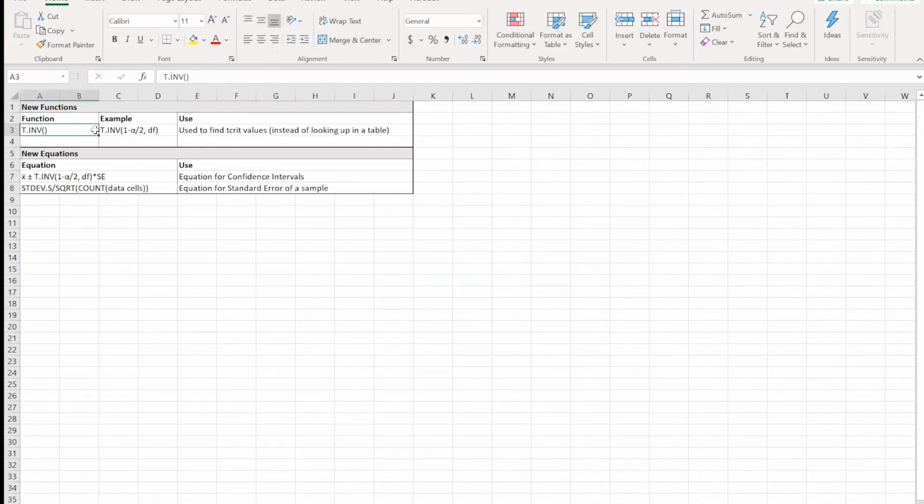So we've got some new functions. I don't want to get into all of this right now because we're not doing it until the next chapter, but the one that does matter is this calculation for standard error, which you've seen before. It's just the standard deviation divided by the square root of the sample size. You can use the count or you can type in the number of samples if you know it. Either is fine.